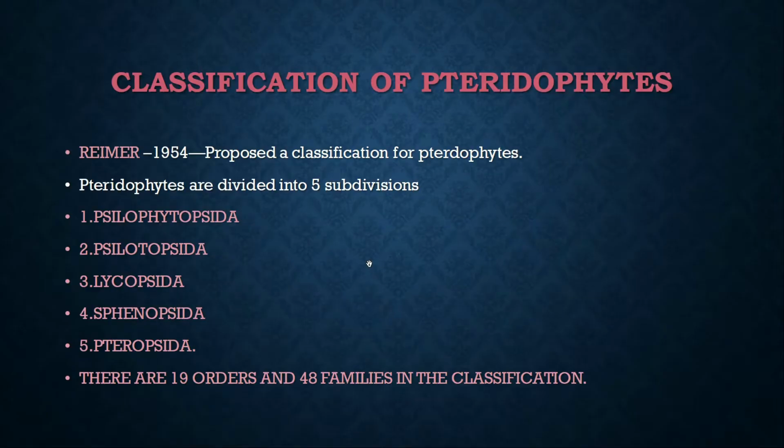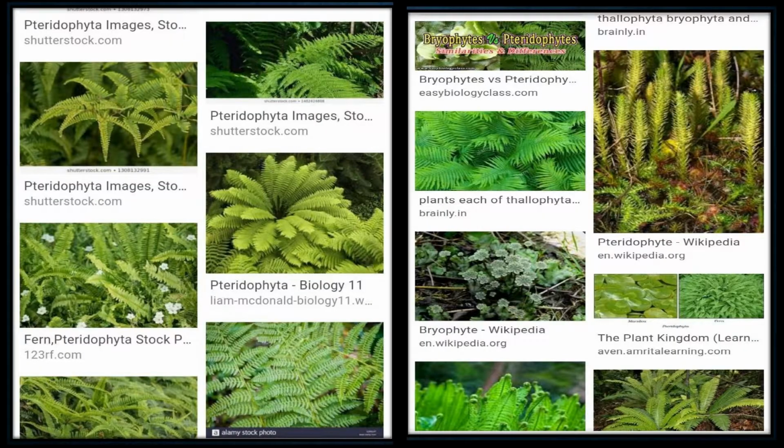Classification of pteridophytes. Reimer in 1954 proposed the classification for pteridophytes, and pteridophytes are divided into 5 subdivisions, namely Psilophytopsida, Psilotopsida, Lycopsida, Sphenopsida and Pteropsida, and there are 19 orders in them and 48 families in the classification. These are the pictures of some of the pteridophytes.